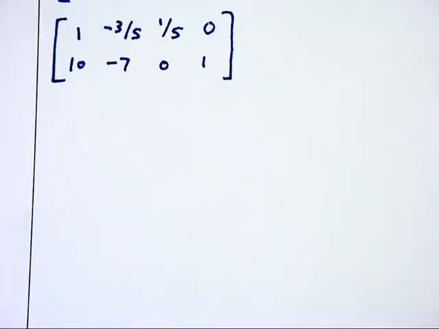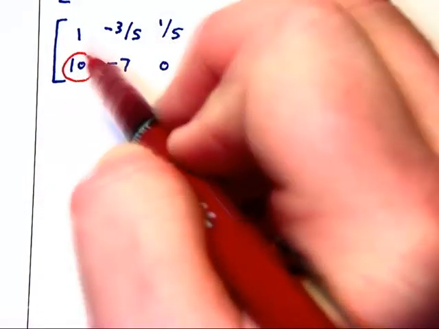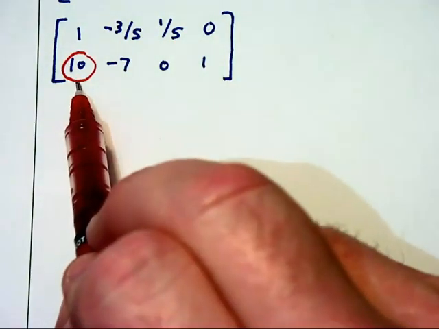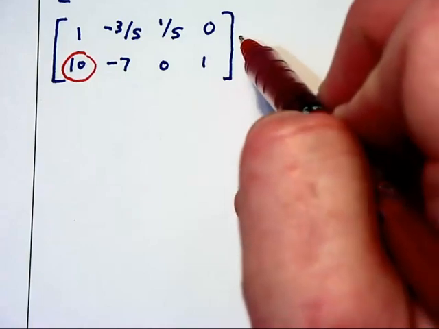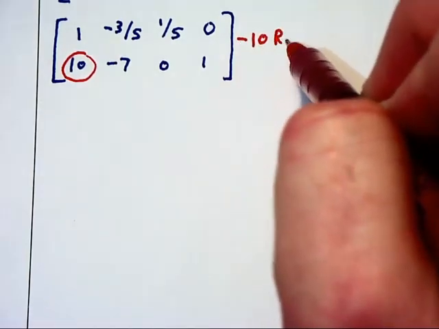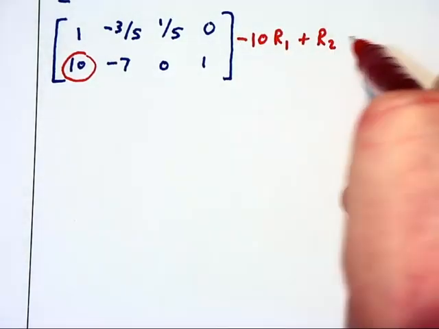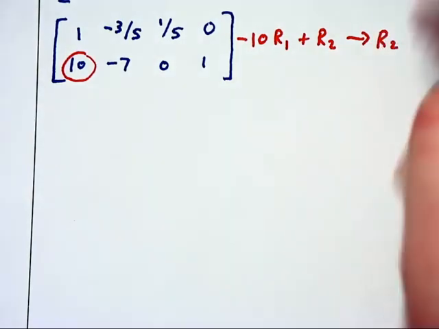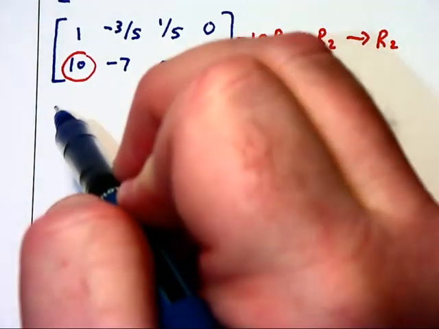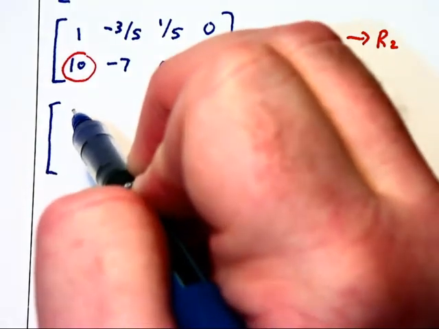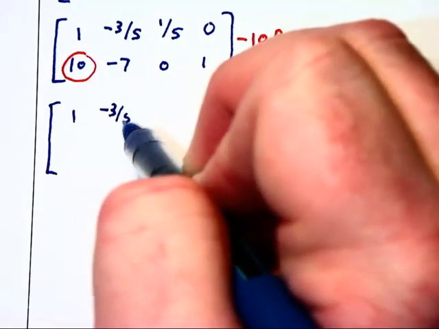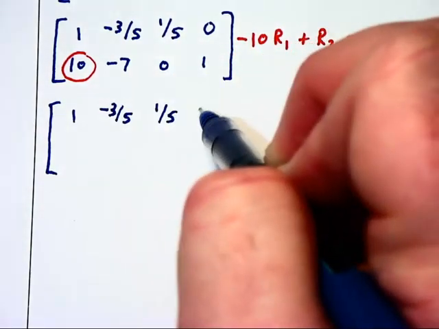Now that we have our 1 in the top left corner, we need a 0 beneath it, which means I need to cancel that 10 out with a -10. So -10 row 1s plus row 2 becomes the new row 2. That means the top row stays as it is, 1, -3/5, 1/5, and 0.